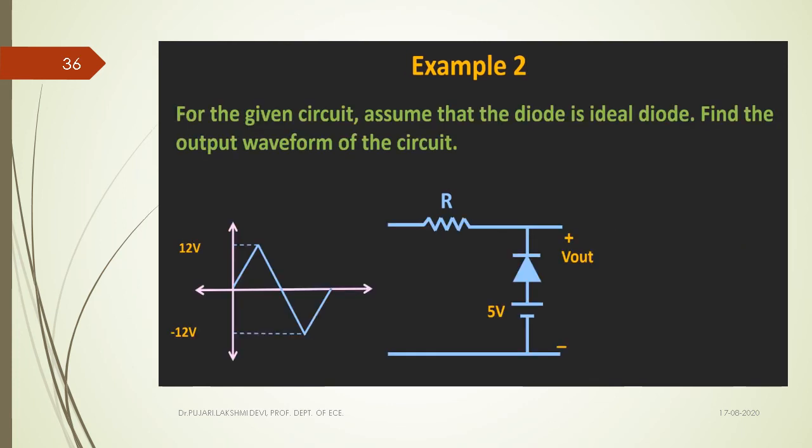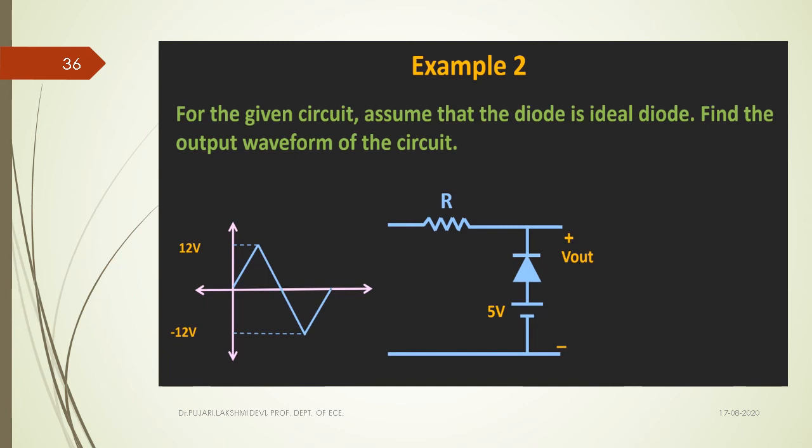Now this is another example, with a different waveform, a triangular waveform instead of a sinusoidal waveform. For the given circuit, assume that the diode is ideal. Find the output waveform of the circuit. Just understand how, based on the different shapes of the input waveforms, you are going to generate different wave shapes with this particular diode operating as a clipper.